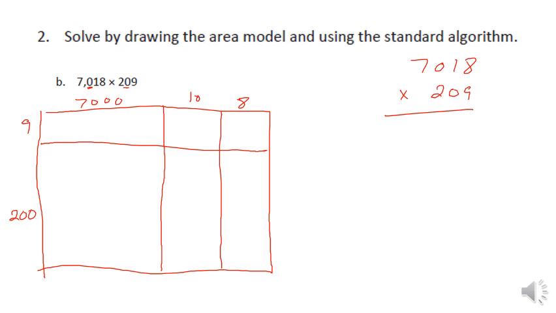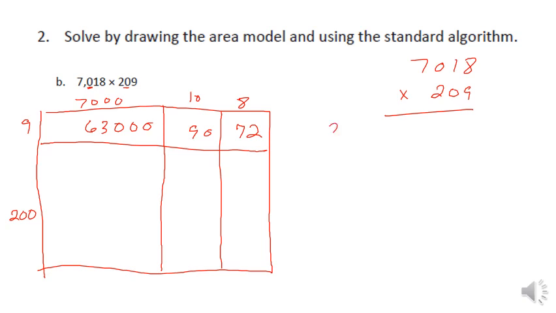So what we're going to do first, we're going to solve it with the area model, then we're going to solve with the standard algorithm, and we're going to match the products. So first we'd start with a 9. So 9 times 8 would be 72. 9 times, put the placeholder, 9 times 1 is 9. Under 7,000 we have 3 place values, and we have 9 times 7 is 63.